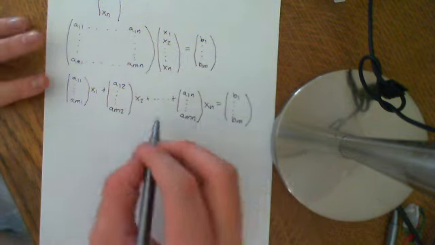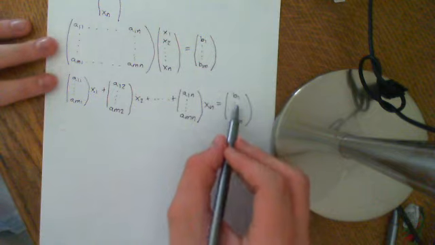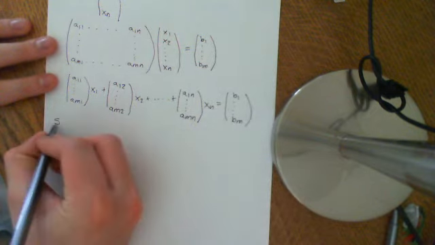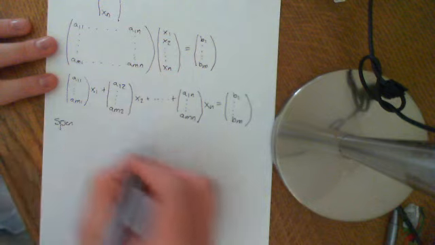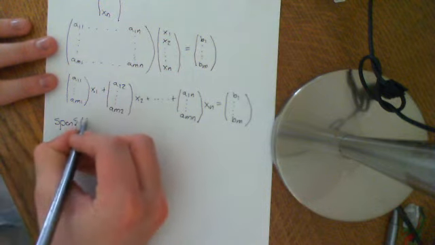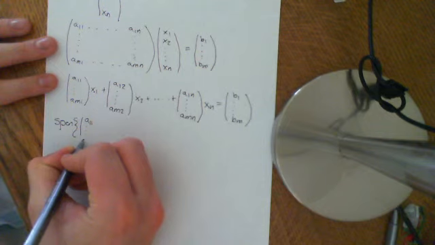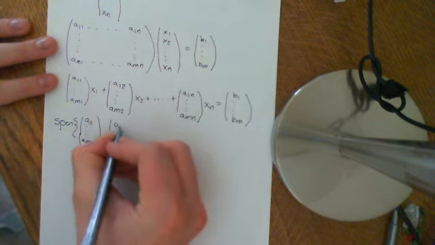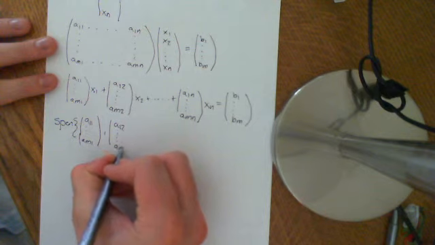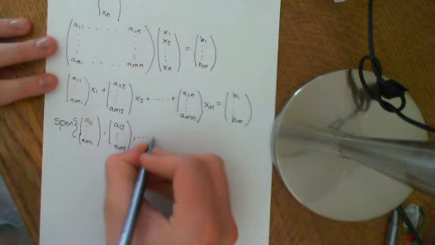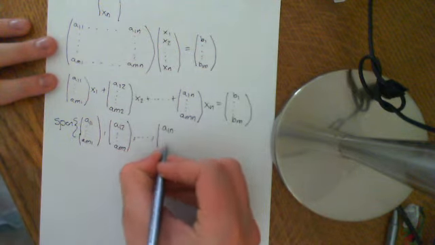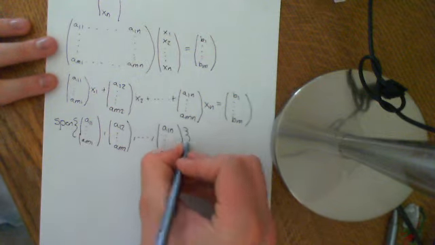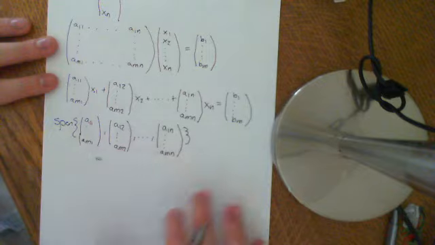It will be possible when this vector here is in the span of these vectors here. So recall that the span of a set of vectors, let's say the set of vectors a11 all the way down to am1, and then a12 all the way down to am2, and then all the way along to a1n all the way down to amn, that span is a set of vectors itself.